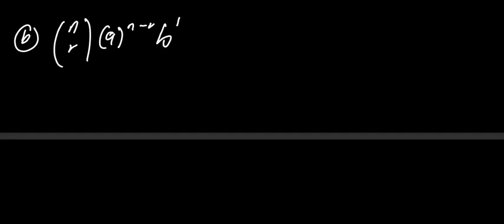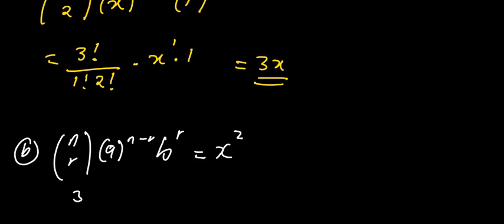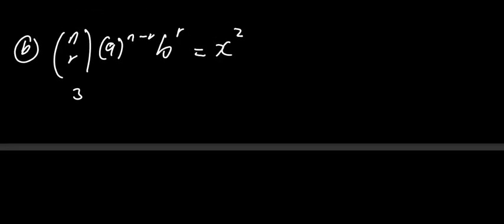This is our part B. We'll say n choose r, a to the n minus r, then b to the power r, equate it to the thing that has been given, which is x squared. This is just a 3. Has r been given, or are we looking for it? That's the one we're looking for. It was not given, and there's no information that can help us to get it. So that's what we're looking for.